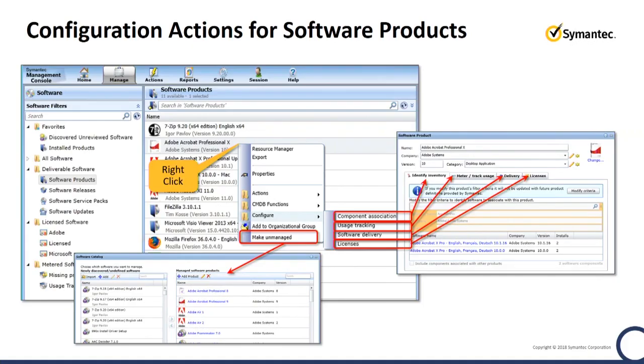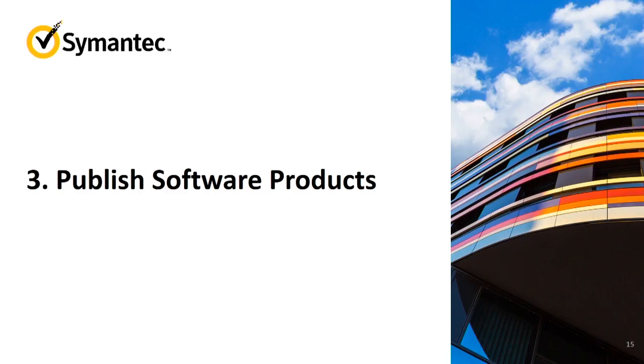Okay, so we're at a point now where we have software products. Now we want to publish them. Okay, so we're not going to get too deep into the software compliance here because it's really about the portal more than anything. So you've got all the information, you have software releases, service packs, you've got software products. So now you want to publish them to the portal.